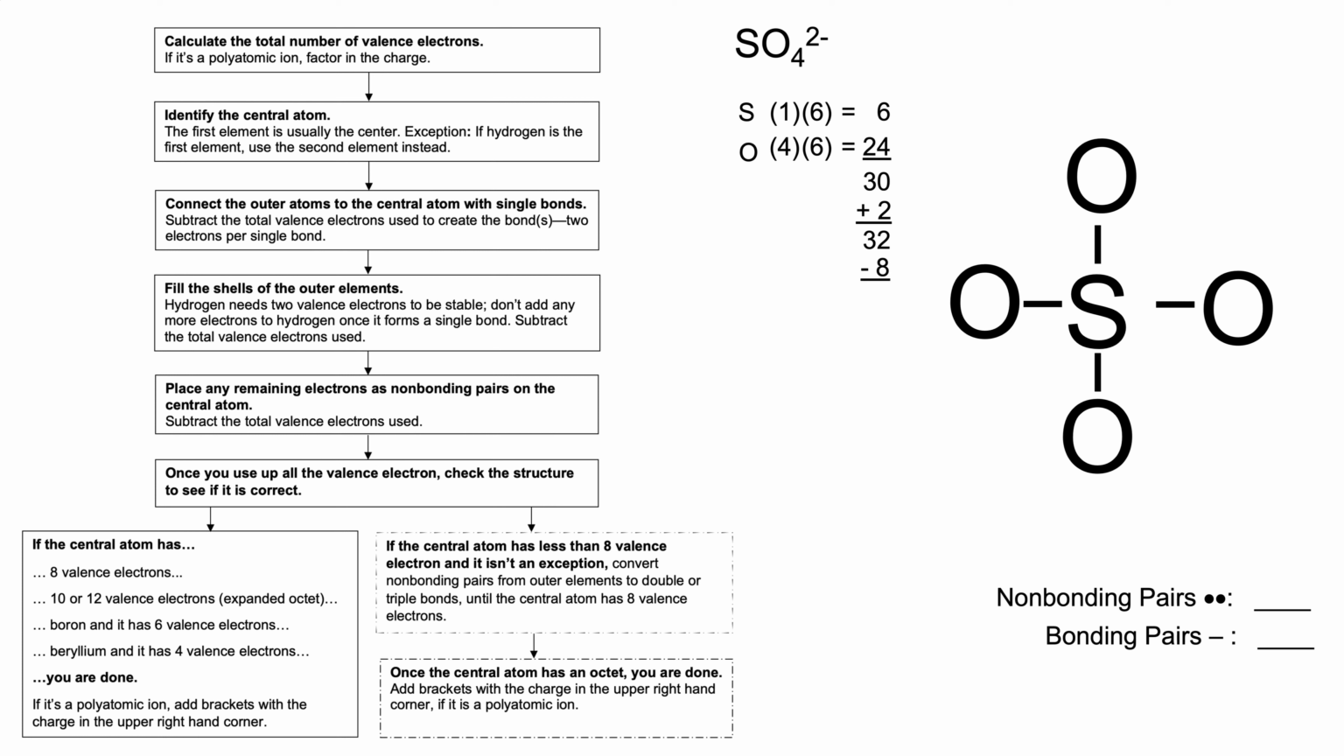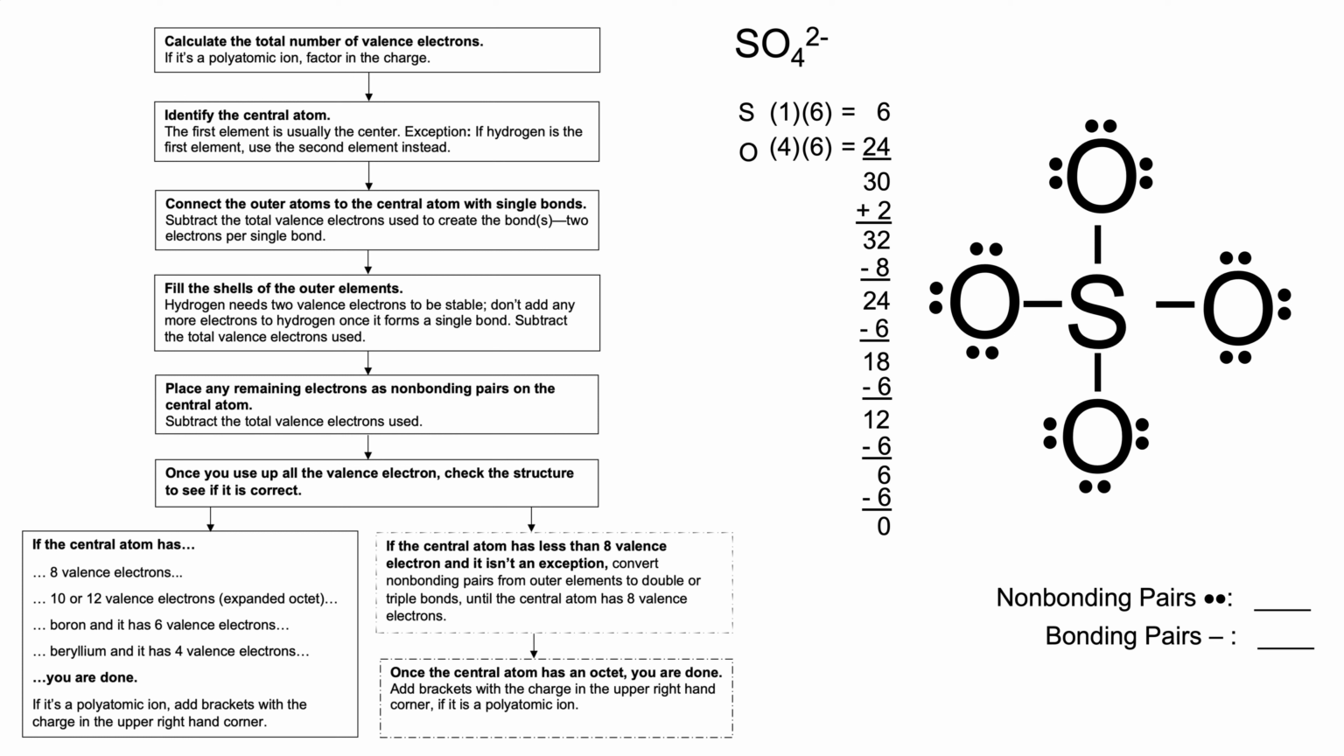I now go through and fill the shells of the outer elements. As I'm filling each of those shells, I'm being careful to subtract 6 electrons. And once all of those shells are completely filled, I'm left with 0 electrons total. When I check that central atom, sulfur has 8 valence electrons, so it's good.